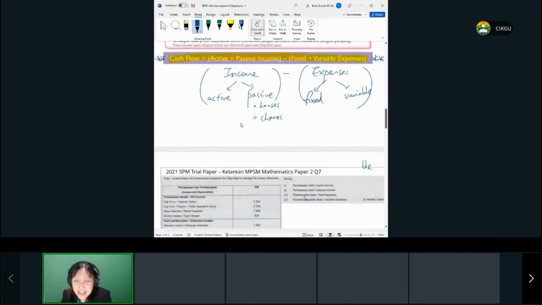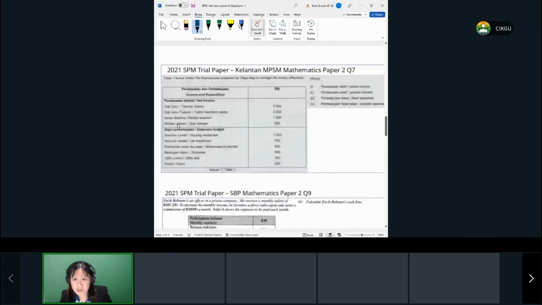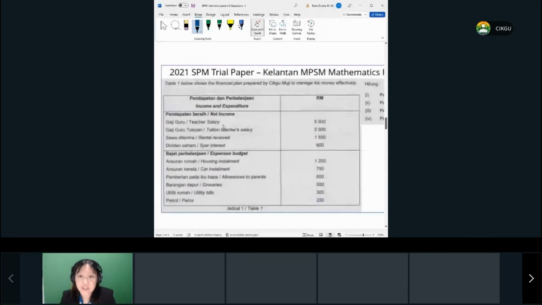Anyways, let's get started on the questions. Okay, so this one, I think this question is quite easy lah. I purposely take this question because it can help you to clarify what is active income, passive income, fixed expense, and variable expenses. So the question is really just asking which one is which. If you look at that, all the incomes, very nice, they group it for you already. All of these are incomes. Everything under this column, all of these are expenses. Good lah. That means my active and passive income most probably just here.